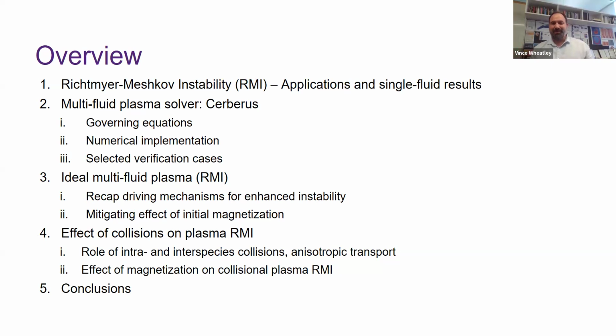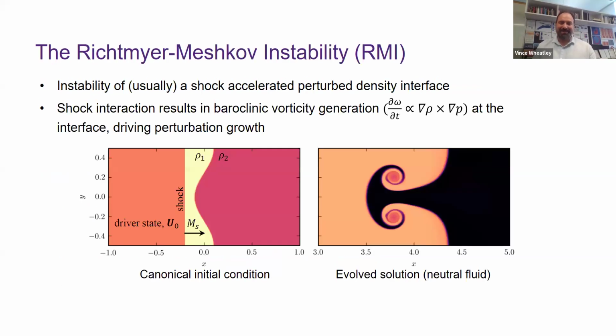We'll look at the role of intra and interspecies collisions separately, along with the effects of anisotropic transport due to the effects of both self-generated and applied magnetic fields. The final item to look at will be the effect of magnetization on the collisional RMI, and we'll finish up with some conclusions. So what is this Richtmyer-Meshkov instability that I've referred to 5 times already?